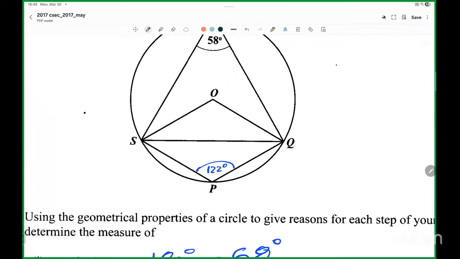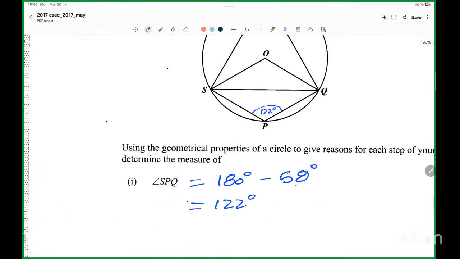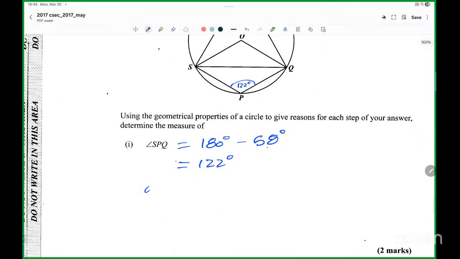And that's because opposite angles in a cyclic quadrilateral are supplementary.